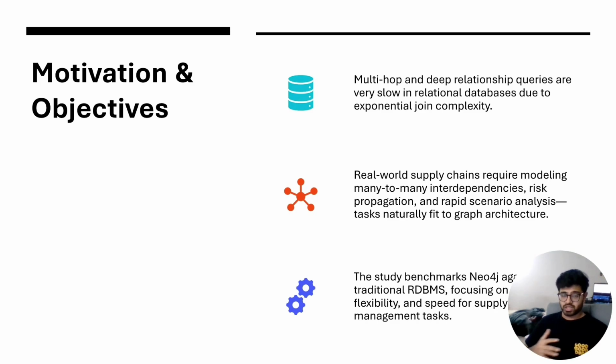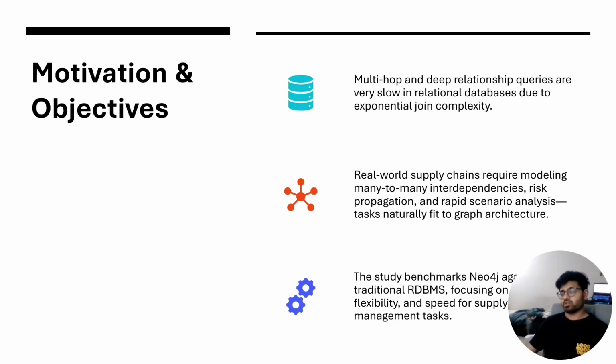Based on the issues that I discussed in the previous slides, there are some problems in this field, and our interest in graph modeling gave us three main motivations for this project. First is to simulate a realistic supply chain scenario with nodes representing companies or products and relationships showing how actions like product flow or regional grouping are done.